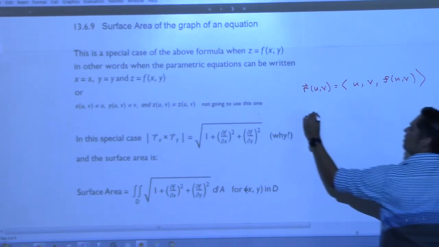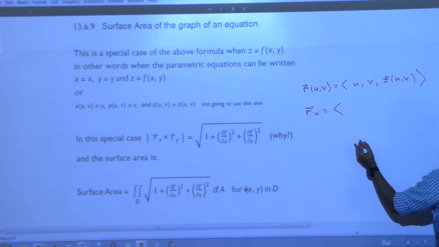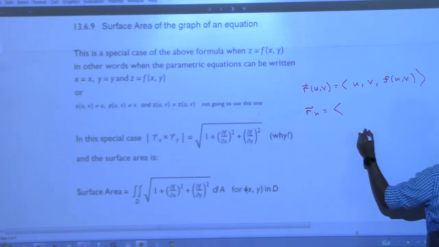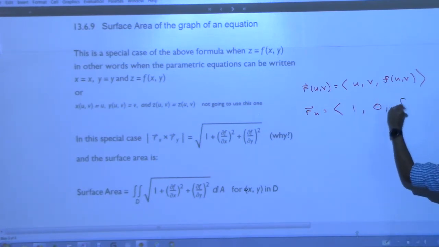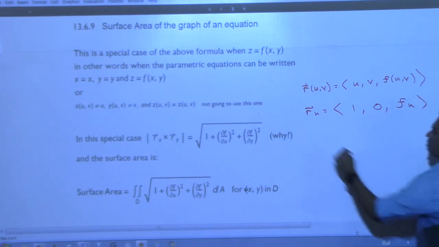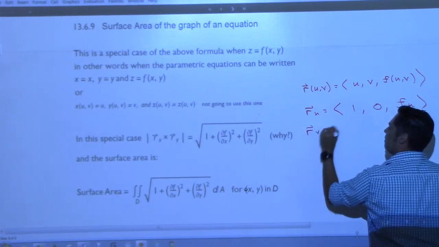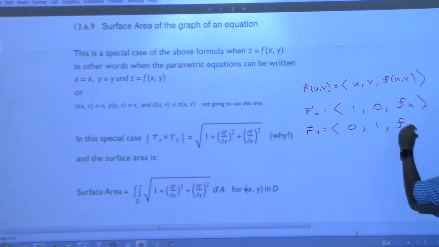What would the partial of this with respect to u be? Yep, just one. 1, 0, and then whatever the partial of that is with respect to u, right? And then what would the partial of r with respect to v be? 0, and then 1, and then the partial of whatever that is with respect to v.